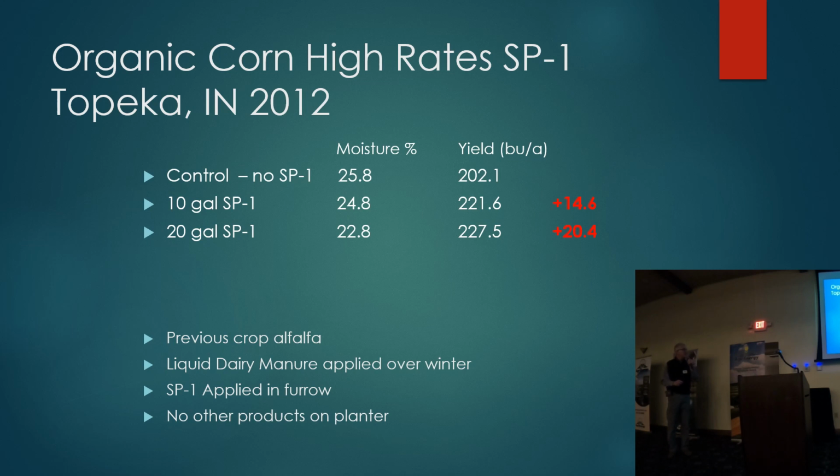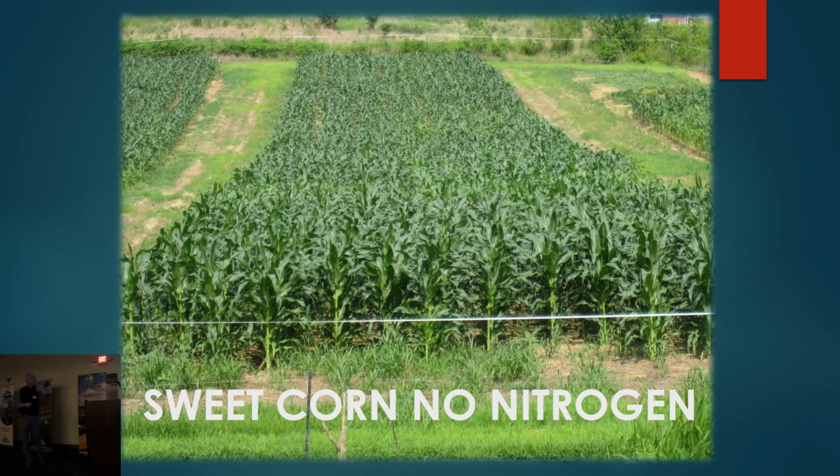So he had rates of SP1, the control with none, 10 gallons and 20 gallons per acre. So 10 gallons of SP1 gave him nearly a 15 bushel boost, and 20 gallons gave him a 20 bushel boost. So even at 20 gallons per acre, that was economical. This was in 2012, which was a very dry year in northern Indiana. So pretty good yields there.